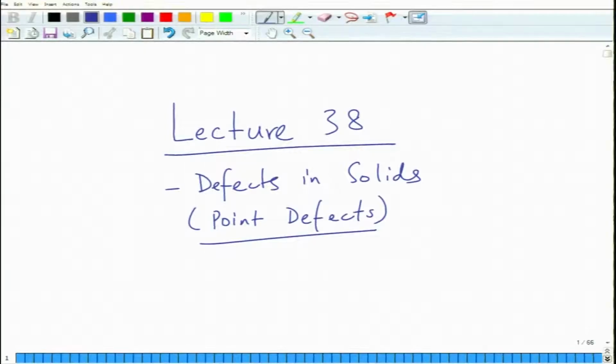Okay, so we now begin with lecture number 38, which is on defects in solids. This is the concluding part of our course, where these last three lectures will conclude this course on structure and materials.